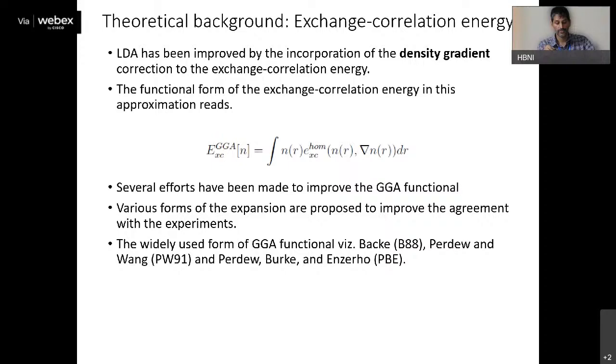There are various forms of this expansion proposed to improve the agreement with the experiment. And there are quite a few widely used GGA functionals, like Becke, Perdew-Wang, Perdew-Burke-Ernzerhof, and so on and so forth. There are a few more which give more accurate results in particular situations. So this is about the exchange and correlation, LDA and GGA. And then certainly in certain situations, even GGA is not able to give a reasonable result, like in strongly correlated systems, where they can do LDA plus U or GGA plus U types of calculations.